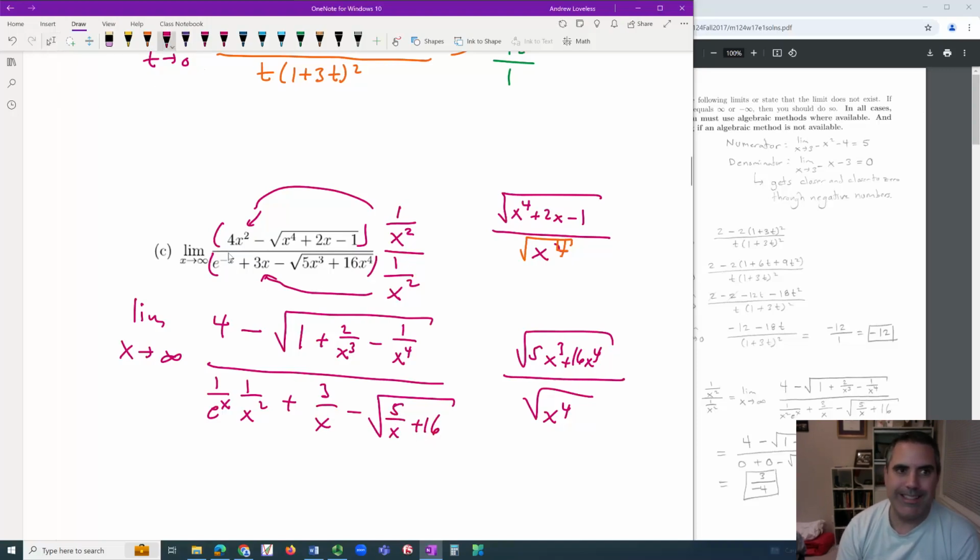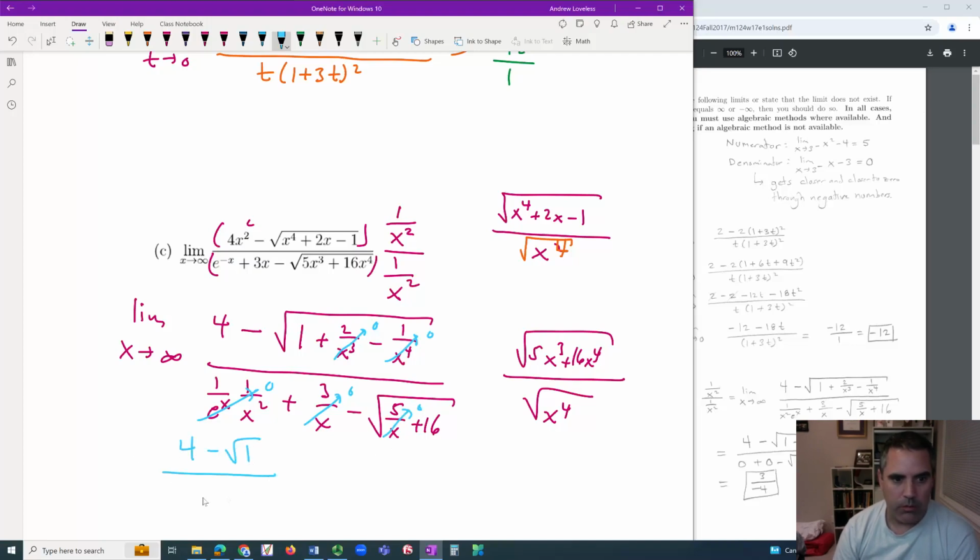And you go, well, why is that better? It's way better if you're trying to see what happens in the long run. Because in the long run, this goes to 0, this goes to 0, this goes to 0, this goes to 0, that goes to 0. And you're just left with 4 minus the square root of 1 over negative the square root of 16. So you're left with 3 over negative 4. Done.